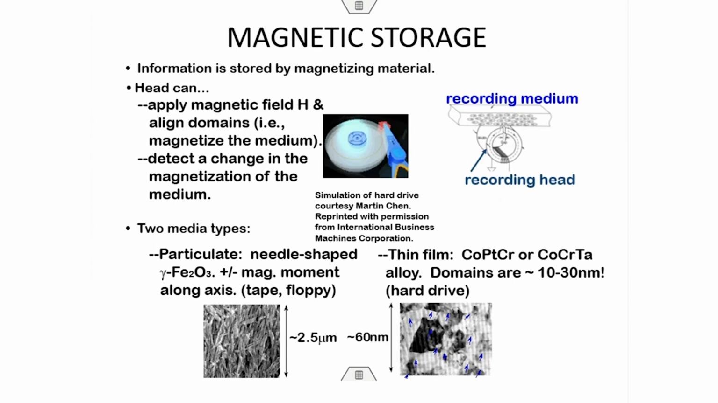Information is stored by the magnetization in the materials. The head can apply a magnetic field H and align the domains, that means magnetize that medium, and detect the change in magnetization of the medium. That is what these heads do. In a recording medium like this, you have a recording head, and it applies a magnetic field and aligns these domains.